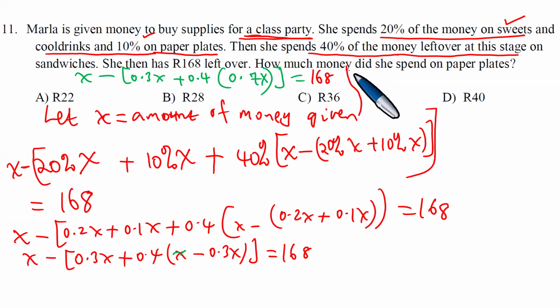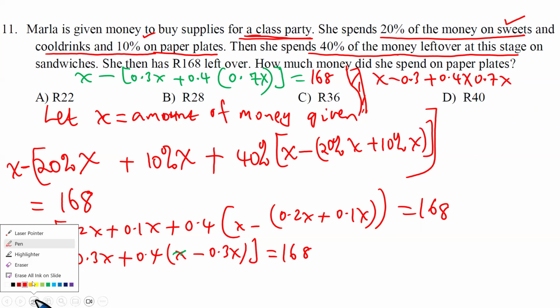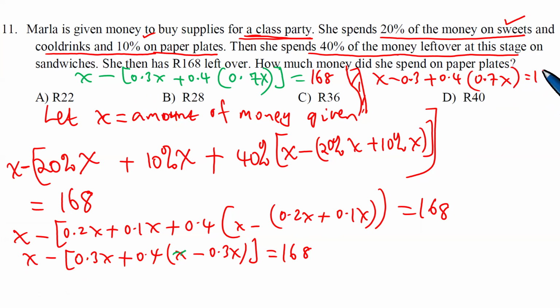We can distribute by the minus here if we wish to. So X minus 0.3X plus 0.4 times 0.7X. The times can look like an X, so it's a big trap. Let's put some brackets around it. So X minus 0.3X is 0.7X, plus 0.4 times 0.7X is 168.